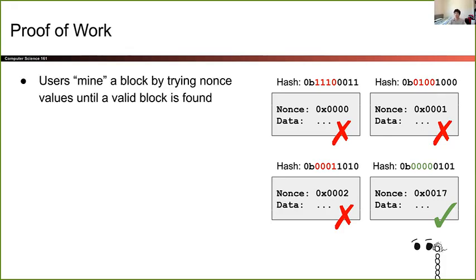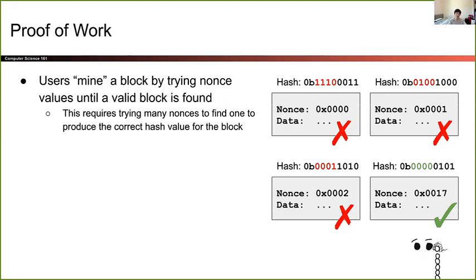We say that users will mine a block, and by mining, they just keep trying random nonce values until a valid block is found. We have to try a lot of different nonces because each nonce only has a 1 in 2 to the 30 chance of creating a block with the correct hash. So we just keep trying nonce values until we find one that produces the correct hash value. So once you find a valid block, say, in this example over here, we need to use the number 17 in hex to create this entire block with the hash 0000. We're saying we're looking for 4 zeros here.